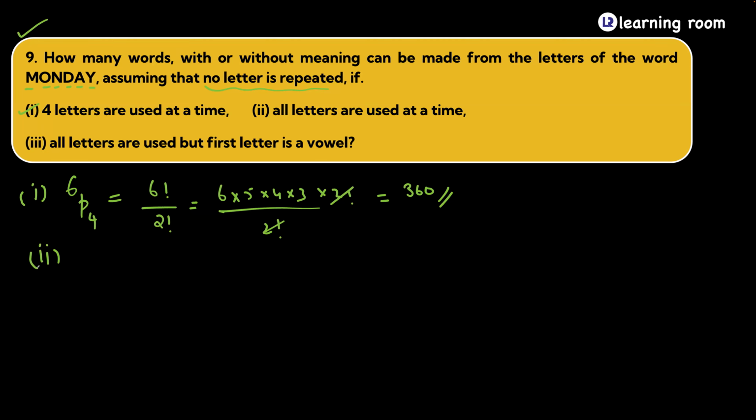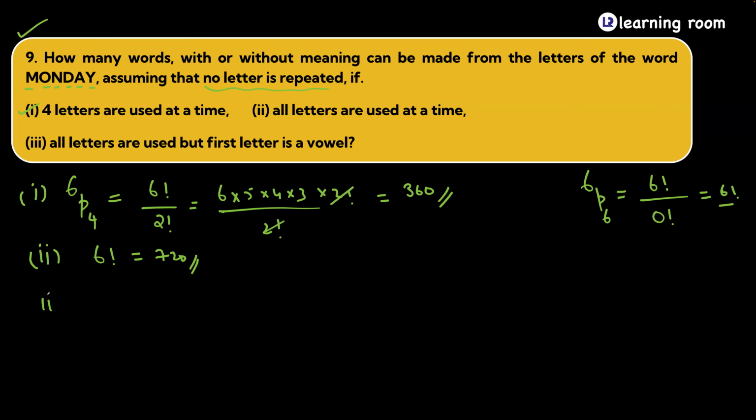Second is, all the letters are used at a time. It is going to be 6 factorial. So basically why we are writing 6 factorial is, observe, it is basically 6P6. 6 letters are there, 6 blank spaces are there. 6P6 means 6 factorial by (6 minus 6) factorial. How much is that? 0 factorial. But what is 0 factorial? 1. So you're going to have 6 factorial. So what is 6 factorial? 5 factorial is 120 into 6 is going to be 720. So it's exactly double this value.